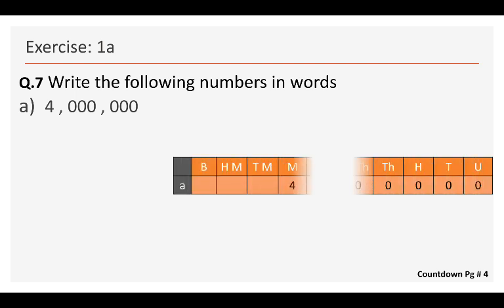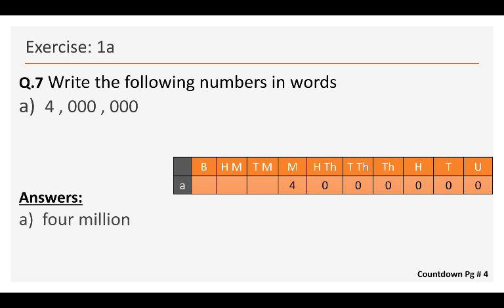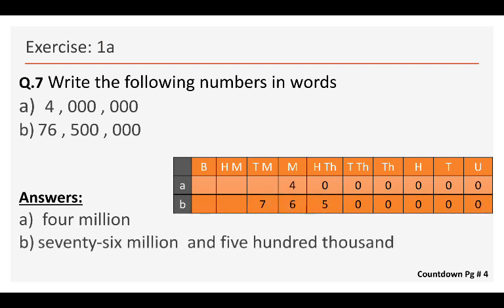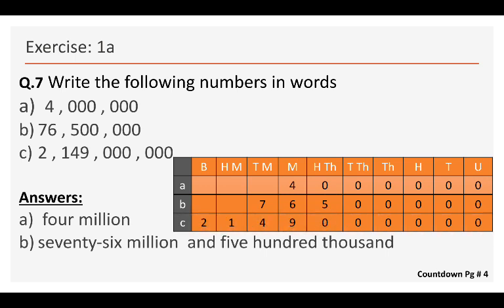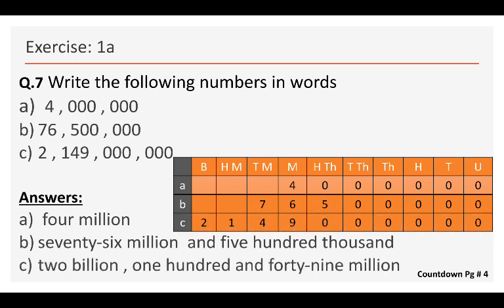Part A is 4 space comma 000 space comma 000. So we will repeat the first step, that is to write down the place values, and how we are going to write in words, it becomes 4 million. We will do part C in the same way, and the last part again we will repeat the same steps. Students, you can do it on your own, and then you can match your answers.